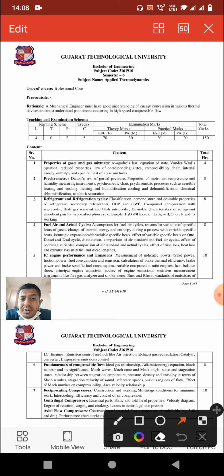Today, I am here to discuss the syllabus of our GTU 6th semester mechanical engineering subject, Applied Thermodynamics. As per GTU, the subject code is 3161910. So today we are going to discuss in short the syllabus of Applied Thermodynamics. Basically, it is a 6 credit subject. We can see here there are 4 lectures per week.